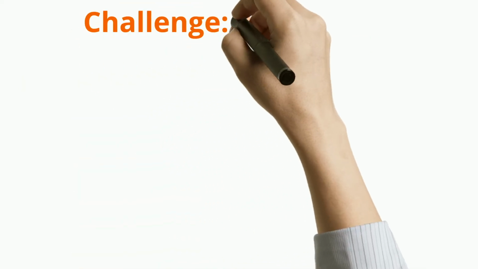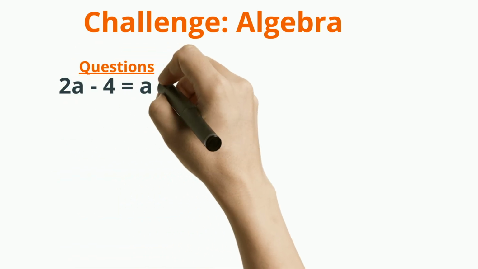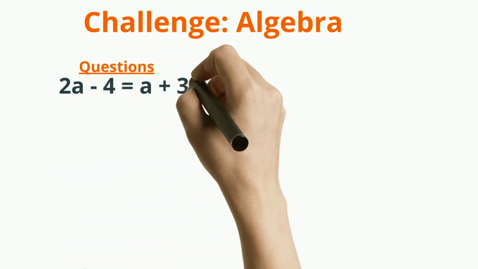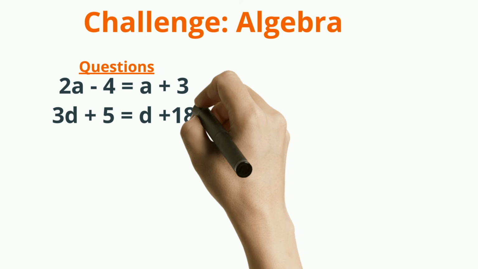So now that we've got the hang of it, let's try some challenges. Using your worksheet, or write these questions on a whiteboard, and work through them. They are: question 1, 2a - 4 = a + 3. Question 2, 3d + 5 = d + 18.